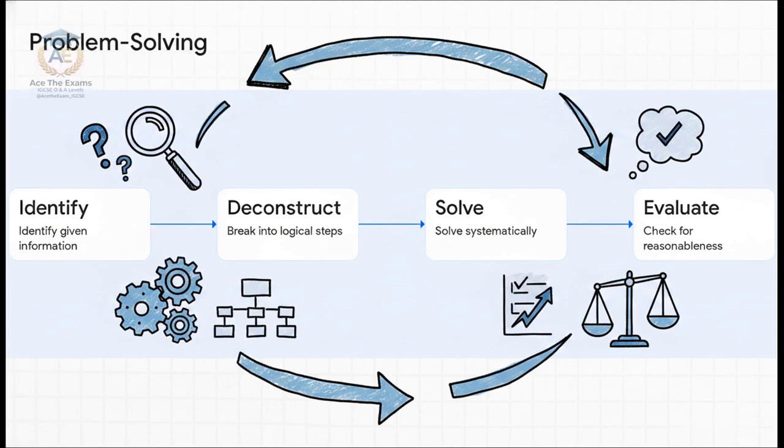Step 1, identify the given information. The student completely missed the context of the business. Step 2, break into logical steps. The student mashed both concepts into one overly simplistic sentence. Step 3, solve systematically. Here's the examiner trap, saying one type of auditor is better than the other. Examiners hate that. They serve completely different purposes.